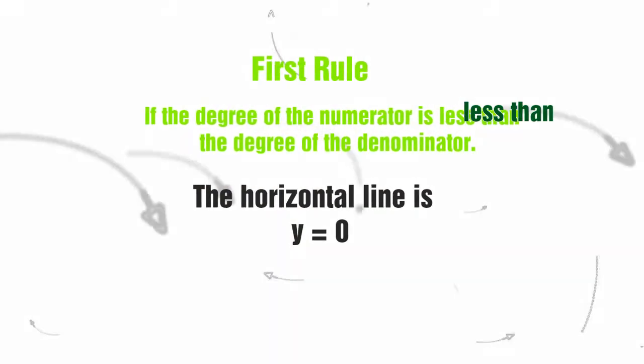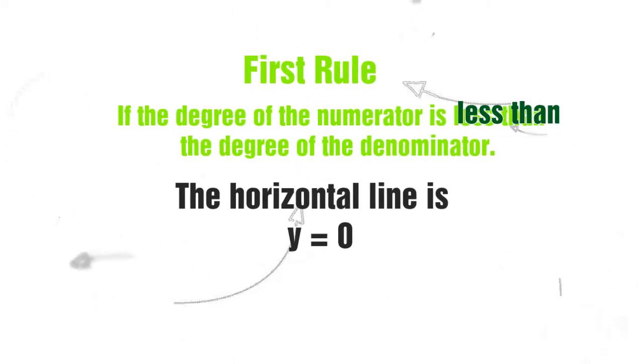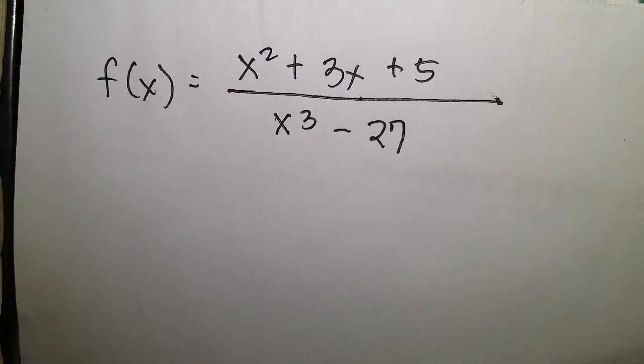First, the degree of the numerator is less than the degree of the denominator. In this case, the asymptote is the horizontal line y equals 0. This is an example for the first rule. f of x equals x raised to the power of 2 plus 3x plus 5 divided by x raised to the power of 3 minus 27.